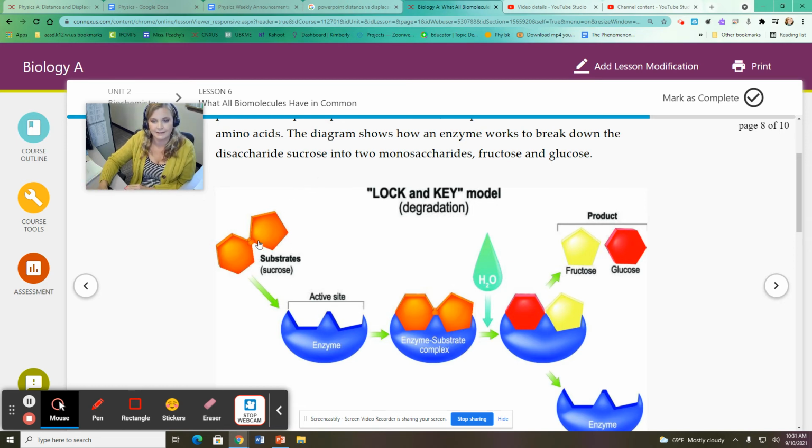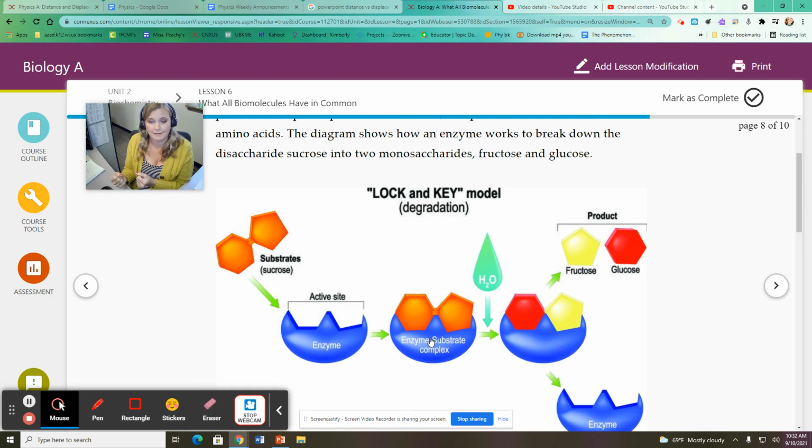In this situation, it is fitting in the sugar sucrose. Sucrose is a disaccharide, so it's got two sugars. What it's doing is splitting the sucrose apart. So it's speeding up the reaction of decomposing that sucrose into fructose and glucose. So the sugar, the disaccharide, fits into the lock of the enzyme. And then the group together is what we call an enzyme substrate complex, which will actually break apart the sucrose and form fructose and glucose. Okay, so it's doing a job, it's speeding up this reaction.